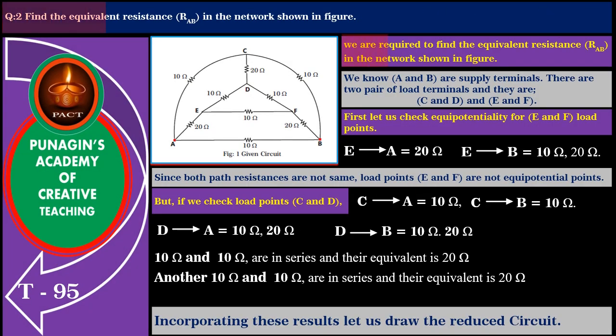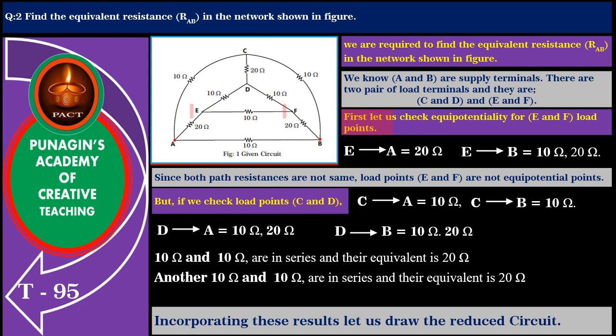Friends, we are required to find the equivalent resistance RAB in the network shown in figure. According to me, this problem is important in view of knowing which load points are not equipotential points. We know A and B are supply terminals and there are two pairs of load terminals and they are C and D and E and F.